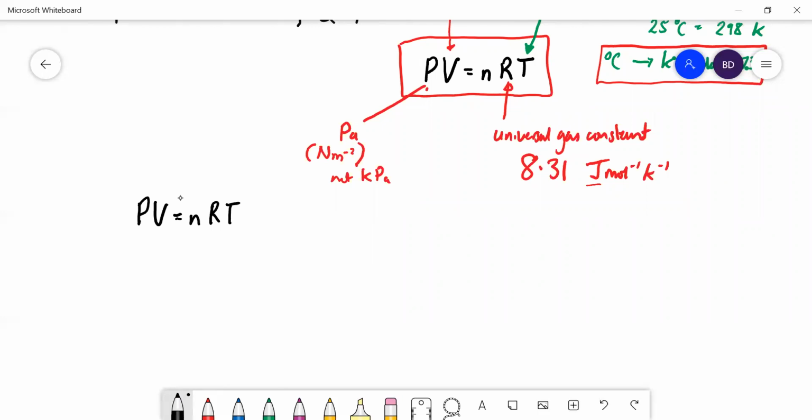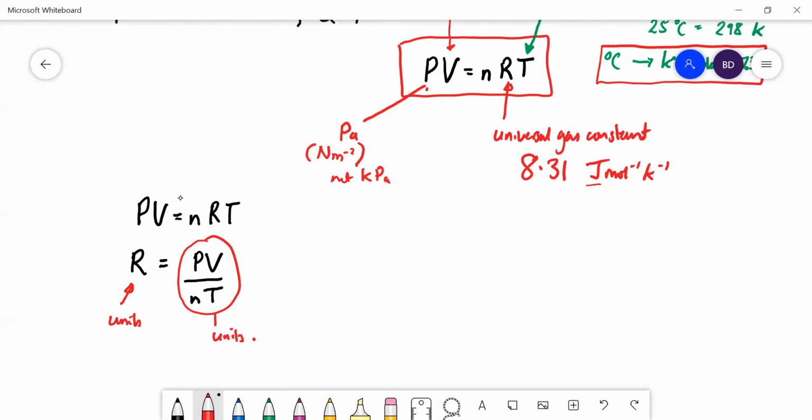Let's rearrange that to get R. So R is equal to PV over NT. Now, the units of R must be the same as the units of this thing here. So let's think, what are the units of PV over NT?